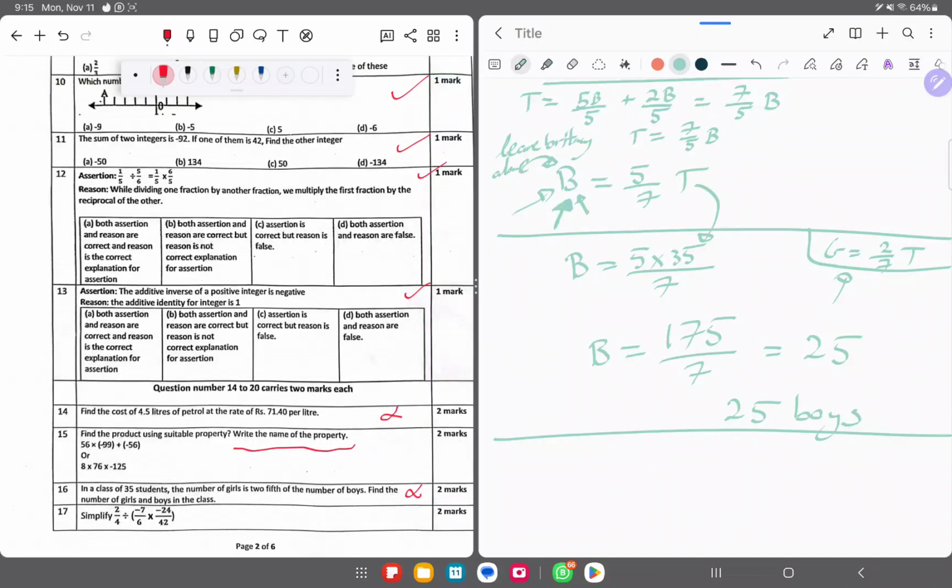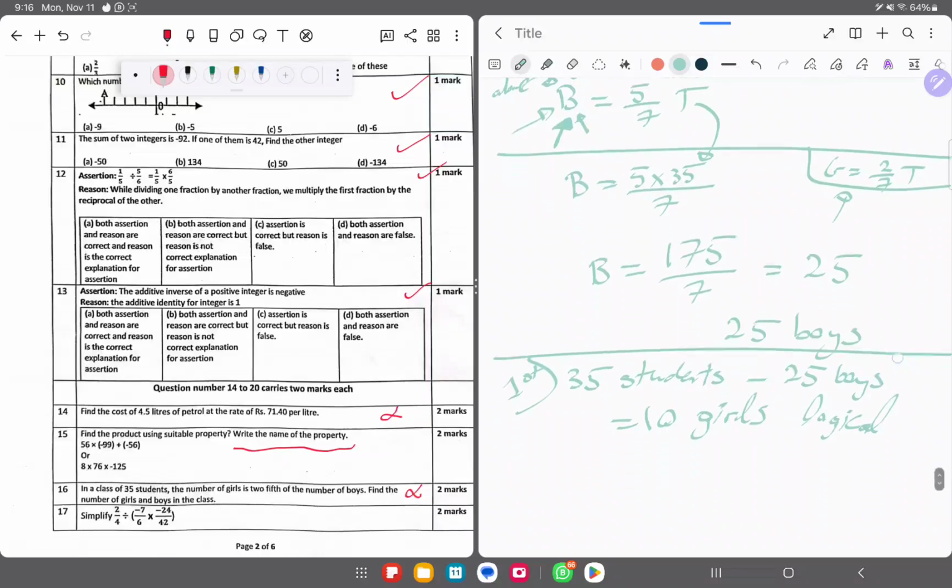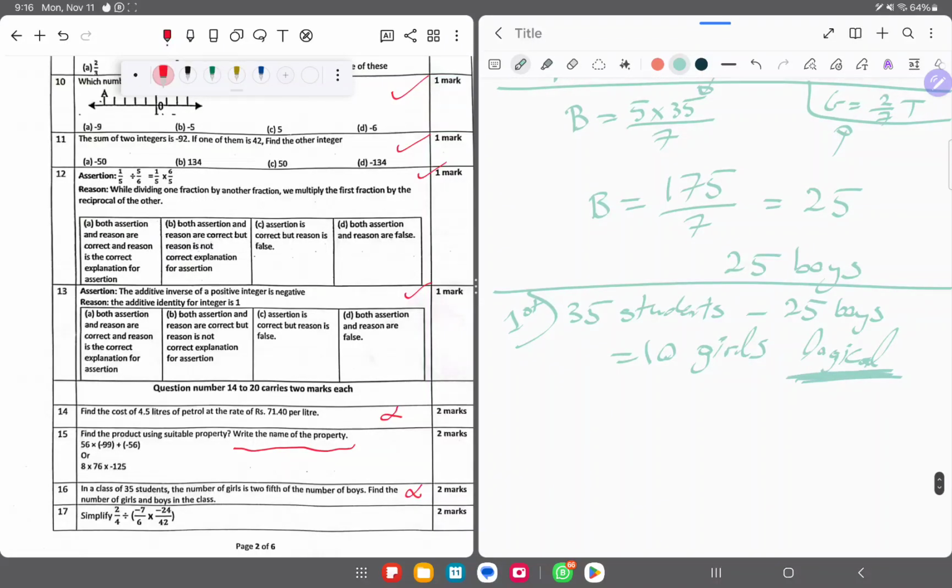Now, if I've got 25 boys, I can easily do the first method: 35 students minus 25 boys. So I am left now with 10 girls. Now this is logical. Some students immediately go for this solution. But usually, we need to use this one over here.